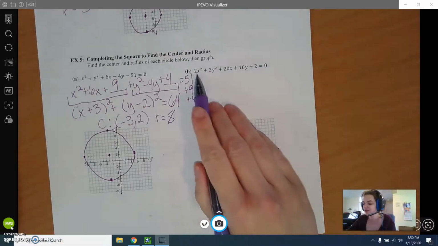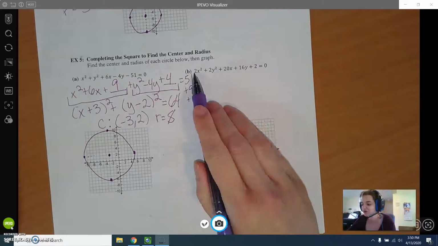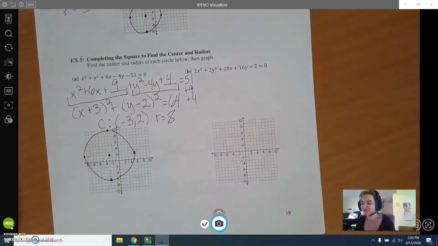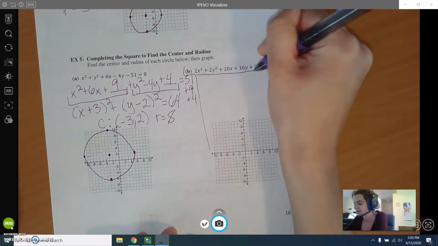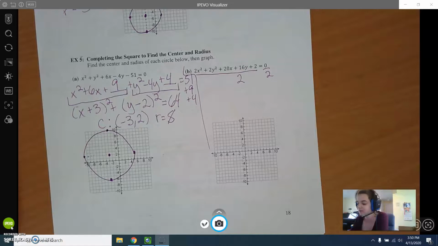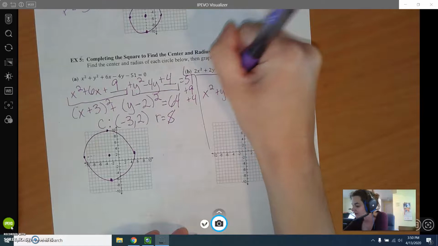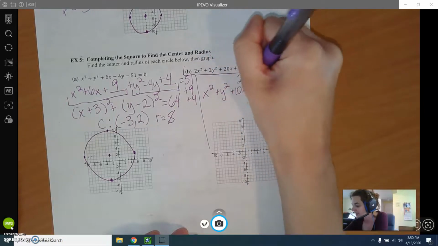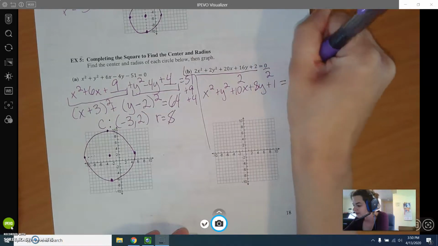So if you ever have a coefficient in front of your x squared or your y squared, please divide it, okay? In a circle, they should at least be the same if you have one at all, okay? So what I'm going to do is divide everything on both sides of my equation by 2. Then I will get x squared plus y squared plus 10x plus 8y plus 1 equals 0.